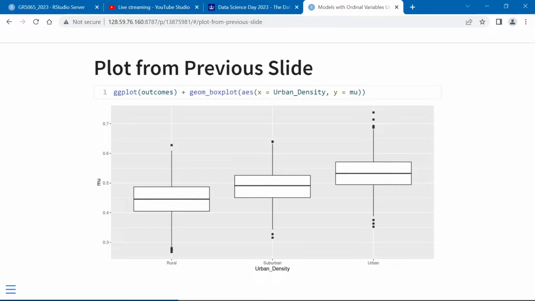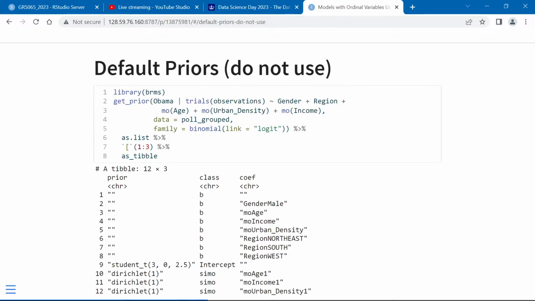And something similar with income and age. So if we look at the default priors, and you should only look at the default priors to know what they are, not that you should use them. In particular, you should not be using improper priors on the coefficients.